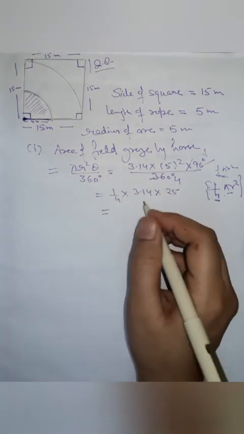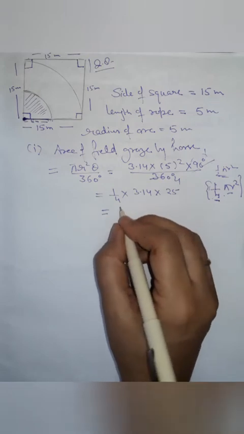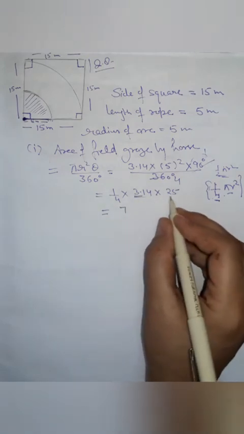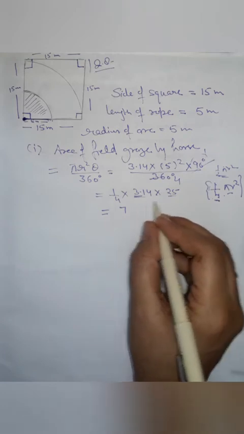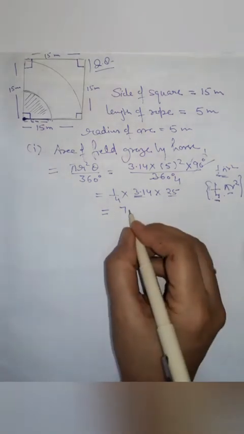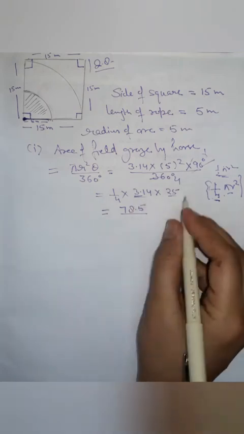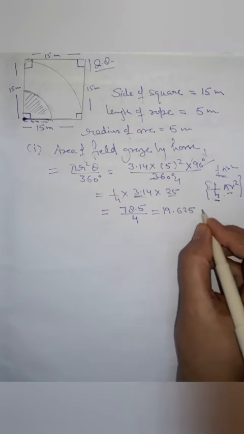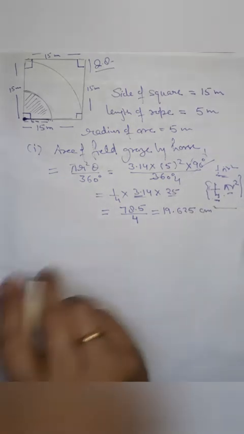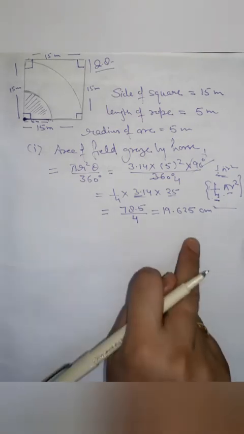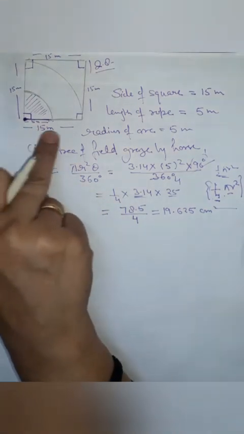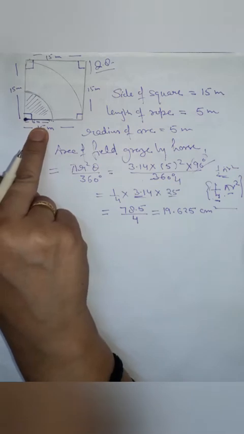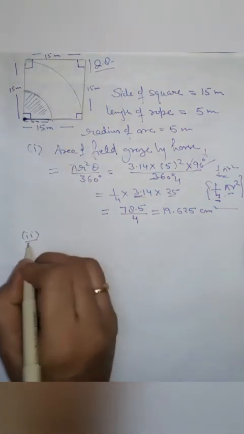Now calculate it. What is the calculation of 3.14 multiplied by 25? If we multiply it, we get 78.5 divided by 4. Now after dividing 78.5 by 4, we get 19.625 centimeter square. This is the area of field grazed by the horse if horse is tied with the rope of length 5 meter.